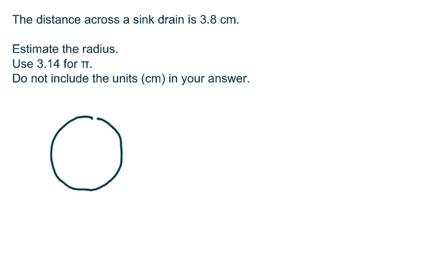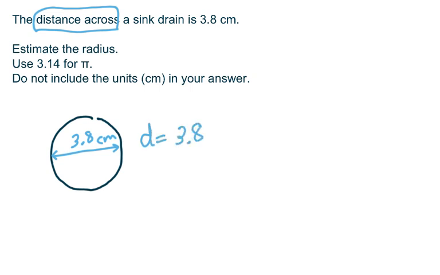Here's my sink drain, and what I have is the distance across, and that's 3.8 centimeters. Now, as soon as I hear distance across, like across a circular measurement, I know that I'm talking about the diameter. So the diameter here is 3.8. We're being asked to find the radius. And the radius is the distance from the center out to the edge. That's the radius.